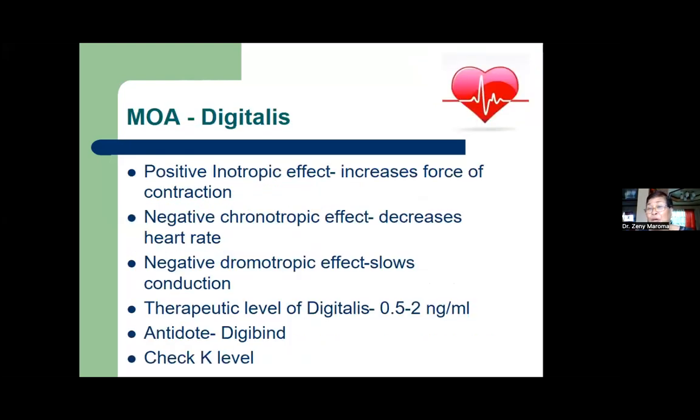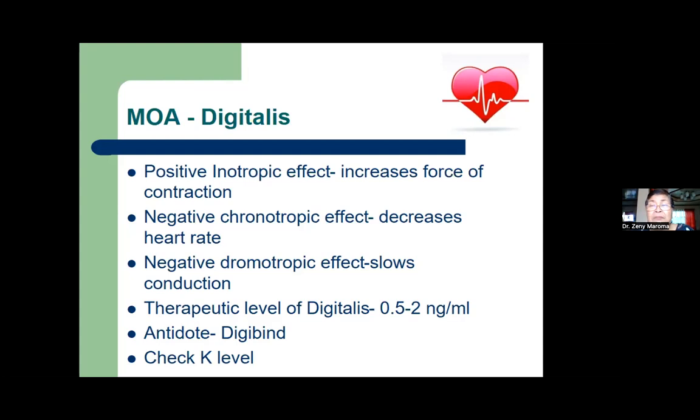Okay. So, in summary, ano nga bang effect ng digitalis? Mechanism of action? Positive inotropic effect. It increases the force of cardiac contraction. Slows down heart rate? Negative chronotropic effect. Slows conduction? Negative dromotropic effect. The therapeutic level? 0.5 to 2 nanogram per ml. Ang NCLEX question dyan, NCLEX question is alin dyan ang digitalis toxicity. Okay? Ganito ang tip.